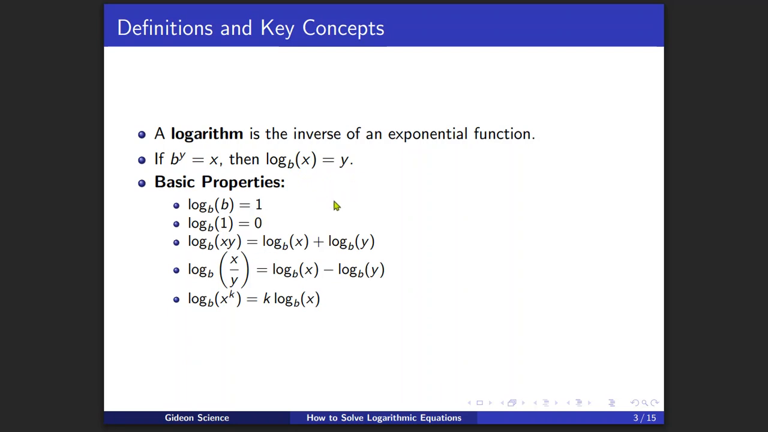Basic properties. We have the following basic properties. There are more than these, but these are what we consider in our discussion today. Log b base b equals 1. Log 1 base b equals 0.